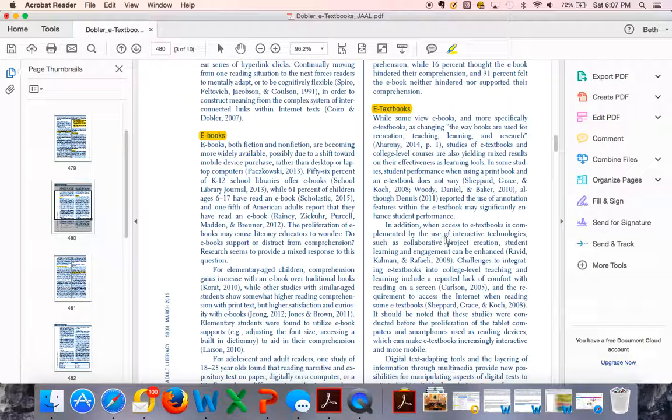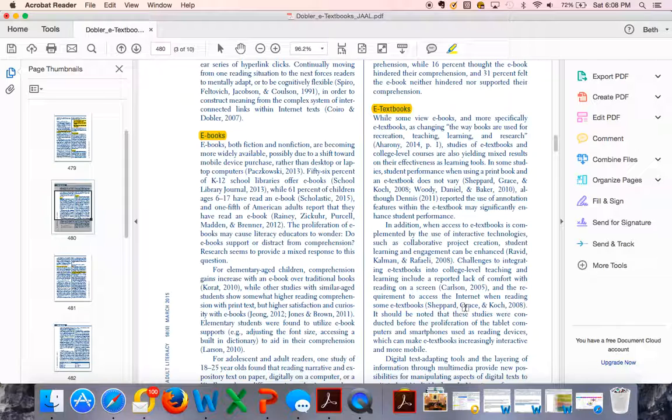So I'm making my point here, for instance, in this paragraph, I'm talking about using e-textbooks for learning and engagement and how that can be enhanced. And then I give an example right here of interactive technologies, and I cite that with my citation here. The next part of the paragraph talks about challenges to using e-textbooks. And I give an example of that, lack of comfort with reading on a screen, and I give my citation. Another example, requiring to have access to the internet, and I give my citation.